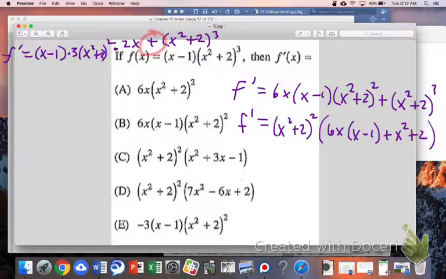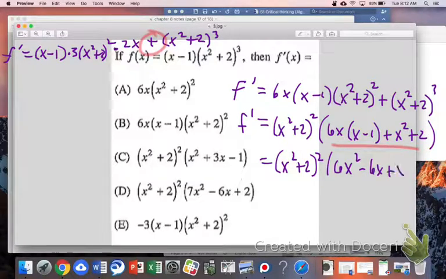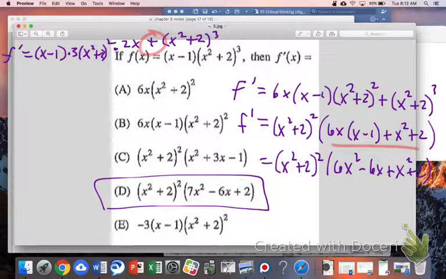Because now this sort of looks like C or D, doesn't it? Now that I've factored it, I can see that it's not going to be A or B, probably not E, but it's going to be C or D, it looks like. So then the only thing I got to do now is take this and simplify it. So x squared plus 2 squared. In here I get 6x squared minus 6x plus x squared plus 2. And this is kind of where it's at right here, because you can see that if you combined your like terms, you would end up with 7x squared, and that only agrees with D as far as an answer goes.